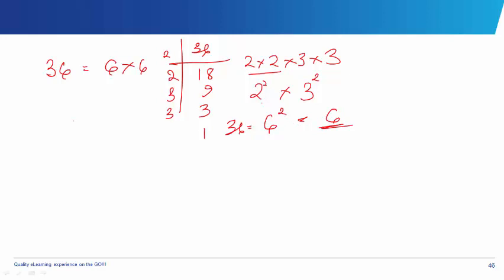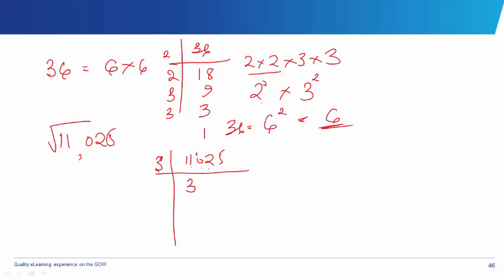Now another number, we'll find the square root of 11,025. So let's break this down. 11,025. Can 3 divide? 1 plus 1 is 2, 2 plus 2 is 4, plus 4, plus 1 is 9. So 3 can divide. So 3 into 11 will give us 3. Carry 2. 6. Carry 2 again. 7. Carry 1. That's 5.